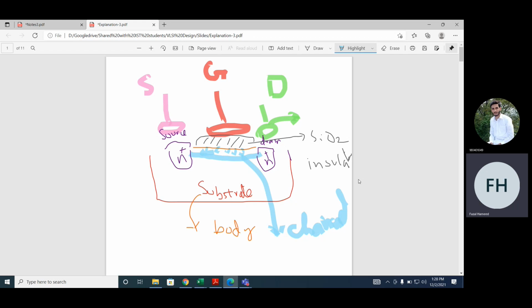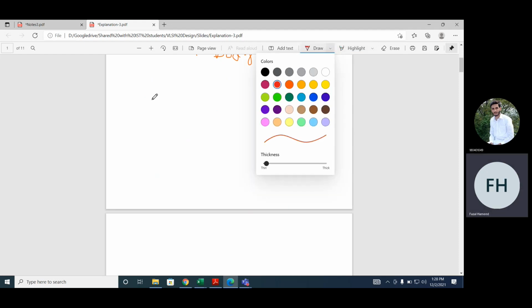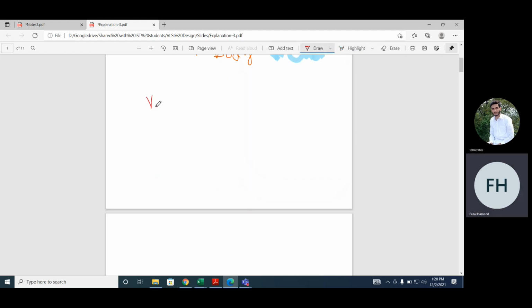So now let's assume this CMOS is operating on a VDD of 3.3 volts. So 3.3 volts means a logical 1. 3.3 volt VDD is your logical 1. And when it is ground, what does it imply? Logical 0.